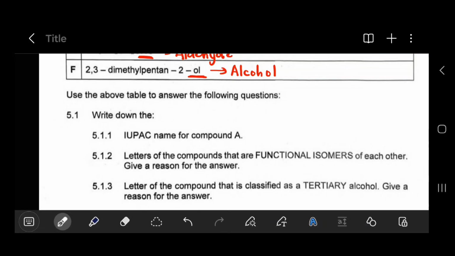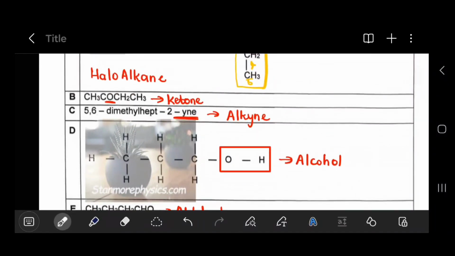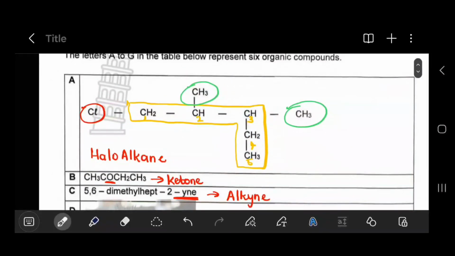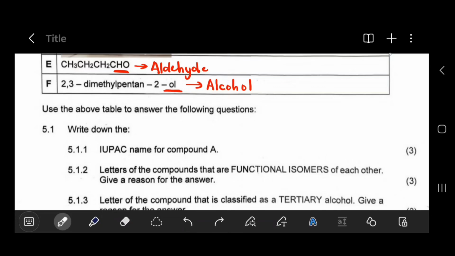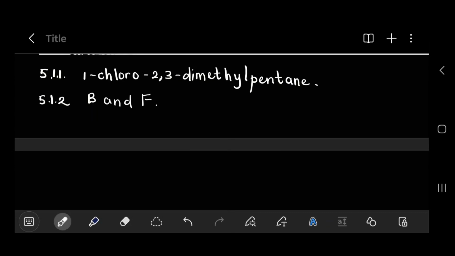Now for 5.1.2, they want the letters of the compounds that are functional isomers of each other and give a reason for the answer. Firstly, functional isomers that we work with, there are only 2 types. We've got carboxylic acids and esters, they go together, and we've got ketones and aldehydes. Now, from compound A to F, we did not come across any ester or any carboxylic acid, so we know it's definitely not that. But we notice that for B, B is a ketone, F is an aldehyde, so those two are functional isomers of each other. So our answer is going to be B and F. But what is going to be the reason for this? We can use the definition of a functional isomer to state that as our reason. We know functional isomers are organic compounds that have the same molecular formula but different functional groups.